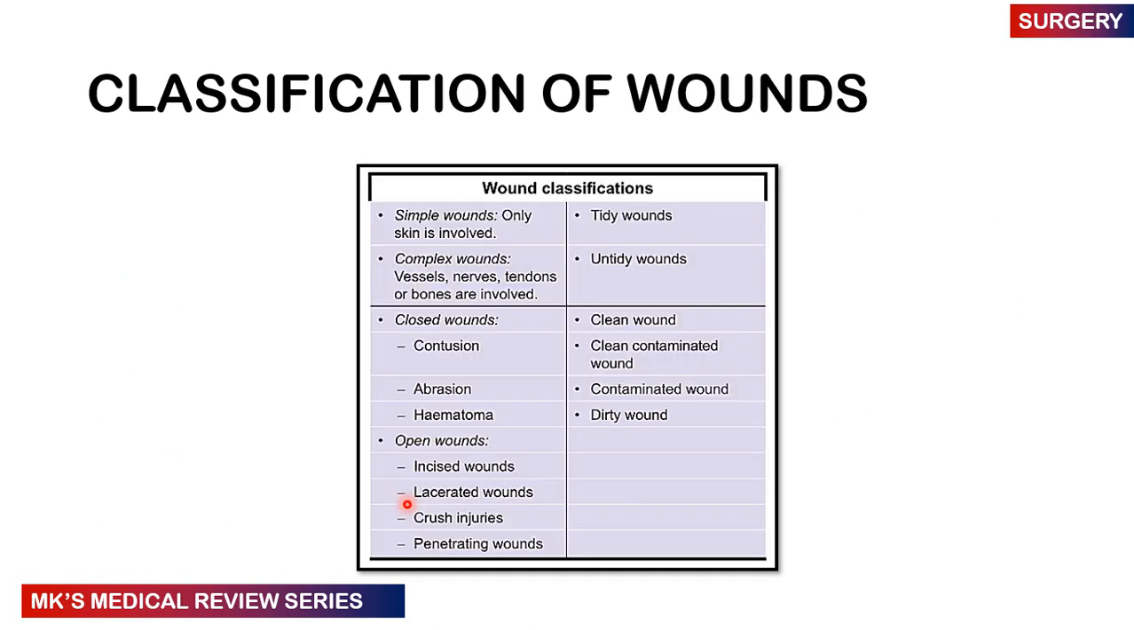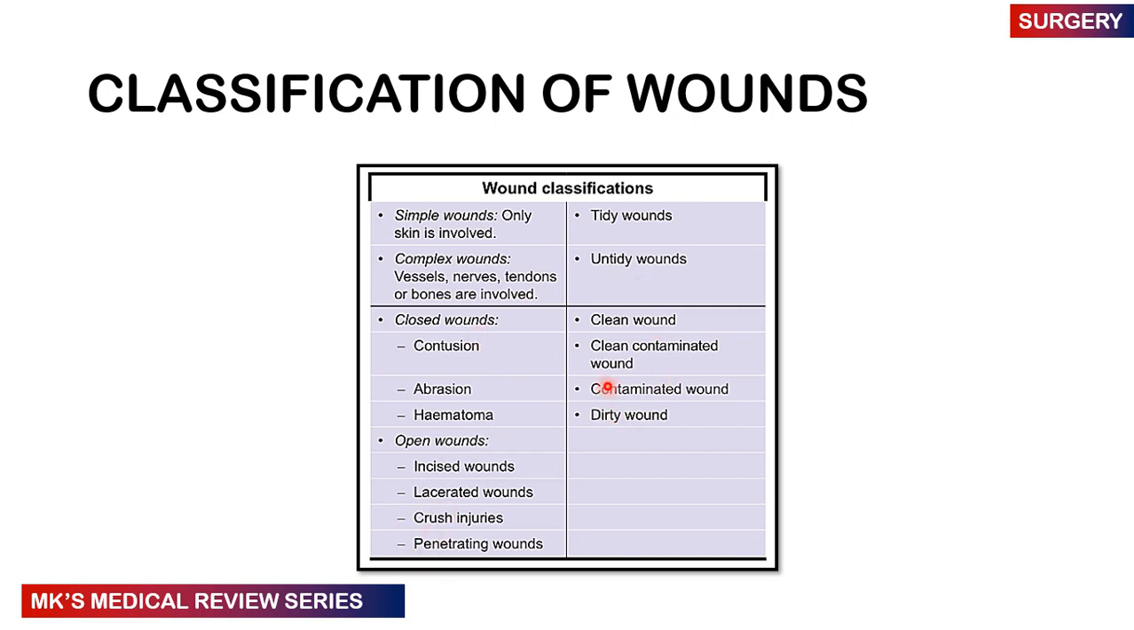So how do we classify wounds? They may be classified as simple versus complex. Simple is where only the skin is involved. Complex involves other organs and other structures like vessels, nerves, tendons, and even bones. Wounds can alternatively be classified as tidy versus untidy. You may classify them as closed wounds versus open wounds. Examples of closed wounds include contusions, abrasions, hematomas. Open wounds include incised wounds, lacerated wounds, crush injuries, penetrating wounds.